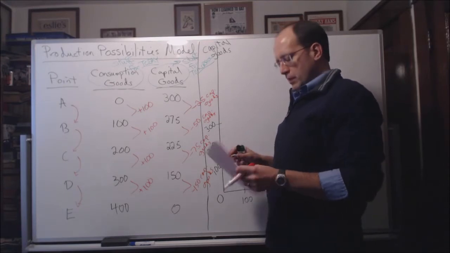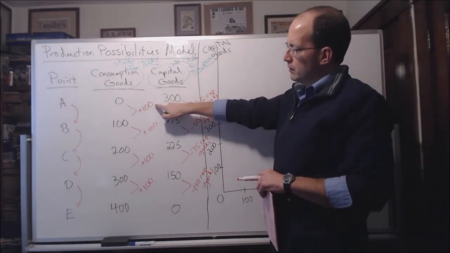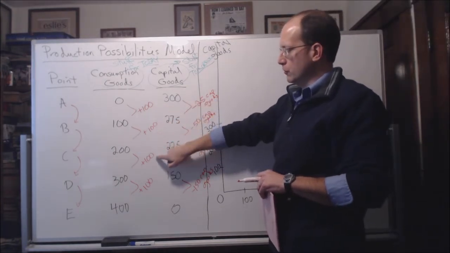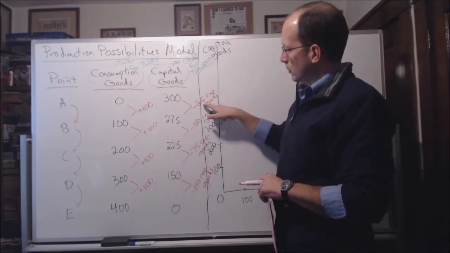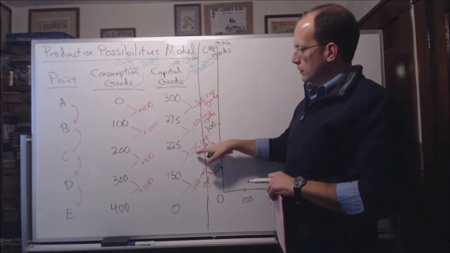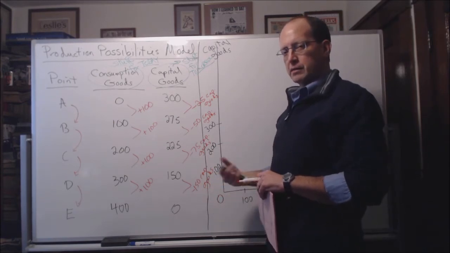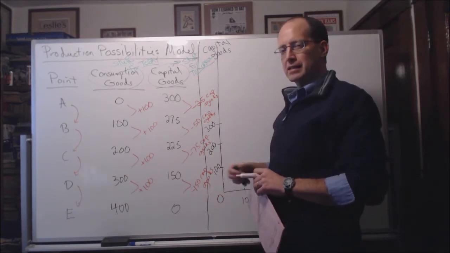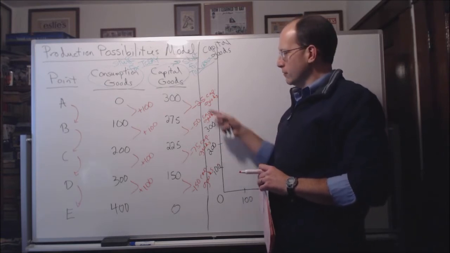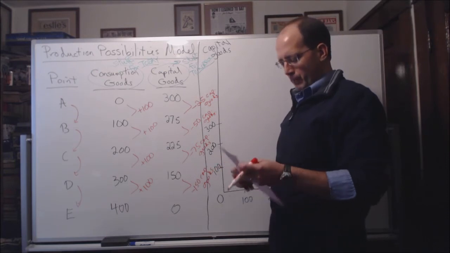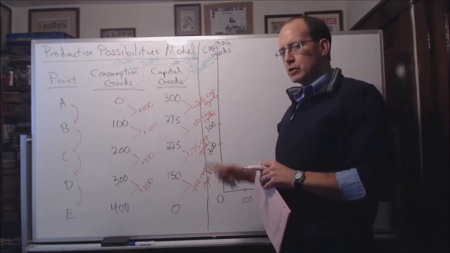The question becomes, or the next question, question 5 says, look at this for a second. As we keep on increasing consumption goods by the same amount, 100 units each time, the lost capital goods keeps on getting larger. So it's a bigger sacrifice. That means opportunity cost is not constant. The sacrifice is not constant. The sacrifice is getting bigger and bigger and bigger. And economists call that the law of increasing opportunity costs.